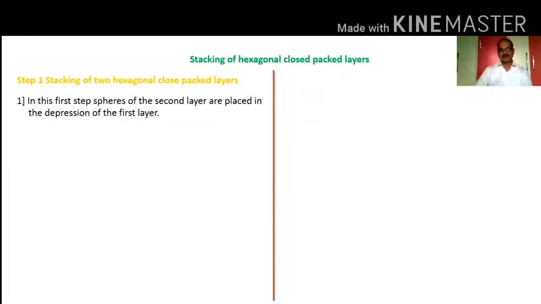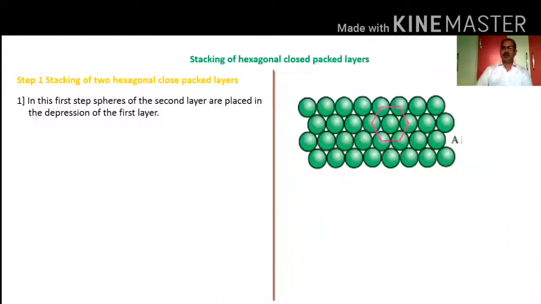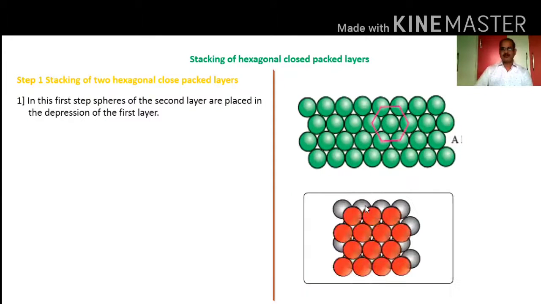I had explained to you in the last session, when I take AB type of layer, it results in triangular voids, and the spheres of the second layer will be arranged on these triangular voids, that is, in the depression of the first layer, and this layer will look in this way. This is the first layer, which is a hexagonal close packed layer. Now I will place the second layer on it. So the second layer will look in this way. The first layer is violet, the second is reddish in color.